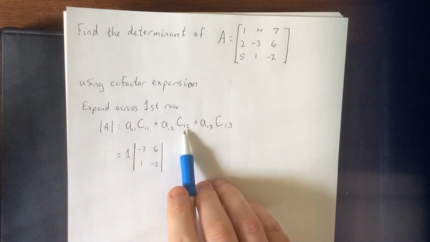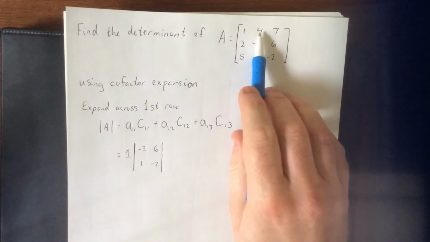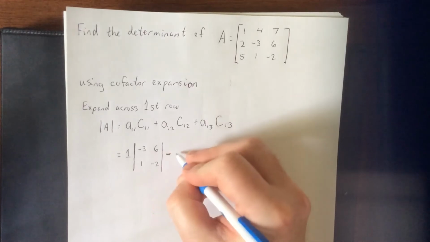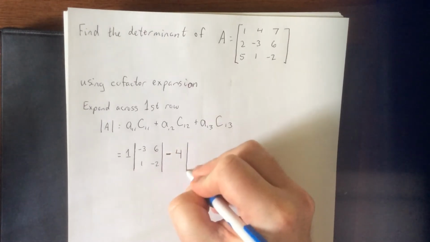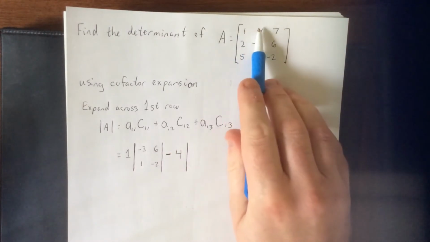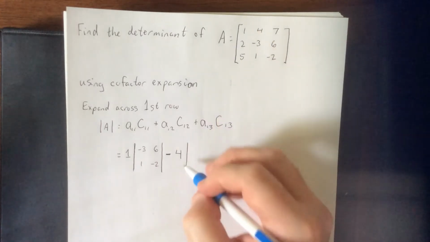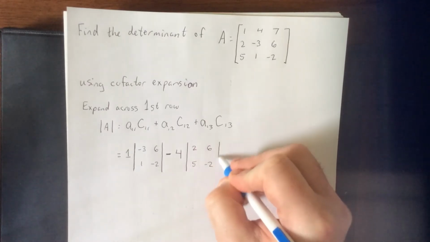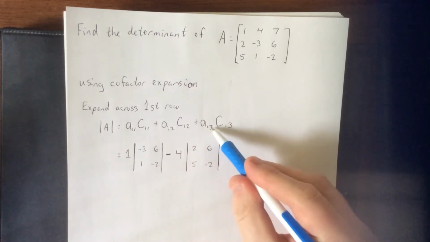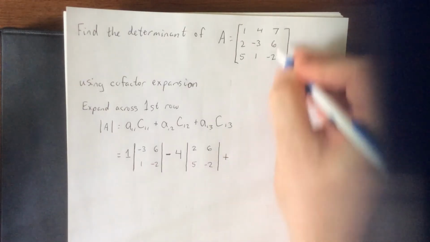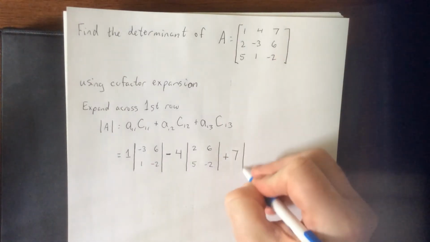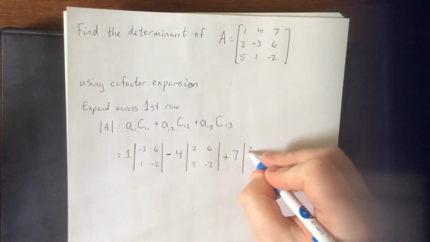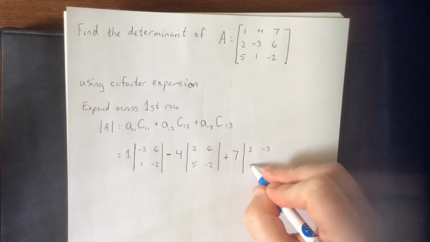Now for the 1, 2 cofactor, because this is in an odd position, as it were, the cofactor will wind up with a negative in front of it. And we eliminate the first row and the second column and take the determinant of that minor. So 2, 6, 5, negative 2. Then for the 1, 3, we have an even here, so this will be plus 7 times, eliminating the first row and the third column now, we'll see 2, negative 3, 5, 1.